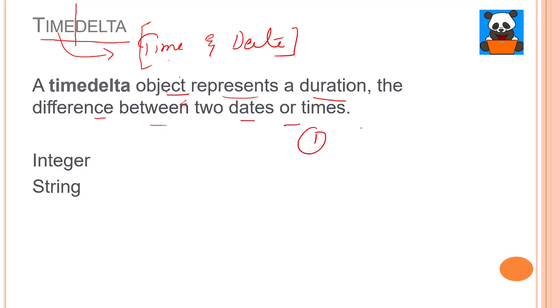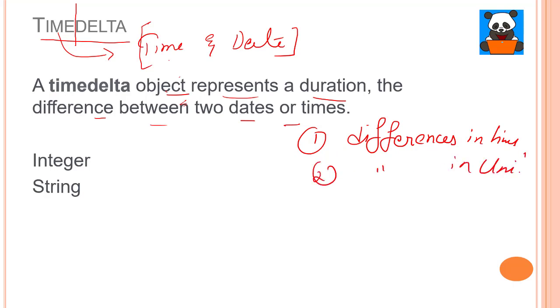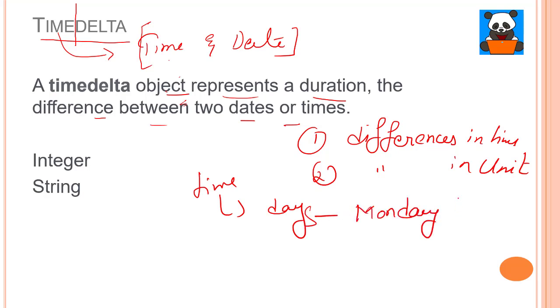You can take note that with time delta you can work with differences in times, as well as differences in units. Not only the time, in units you can go with differences. For example, you can go with days, hours, minutes and seconds. In a time, we can go with the date and day, which day it is. It will be Monday or Tuesday. So the weekdays or weekends, Monday to Sunday, you can go with the time delta.